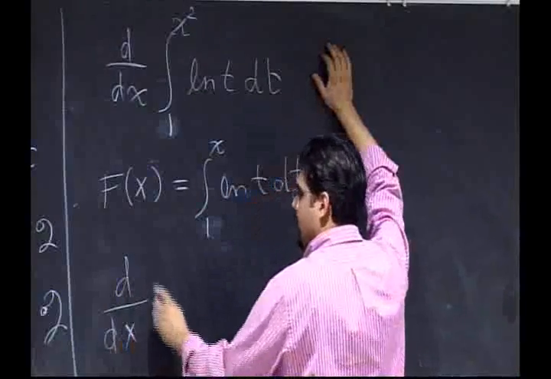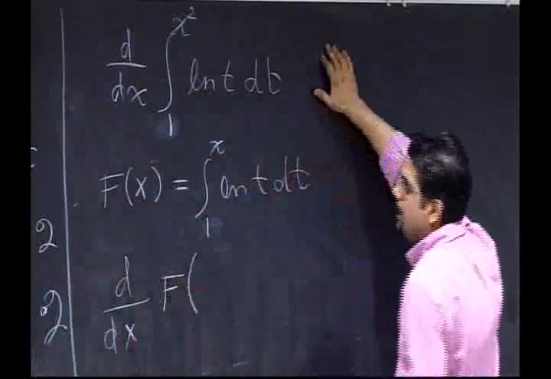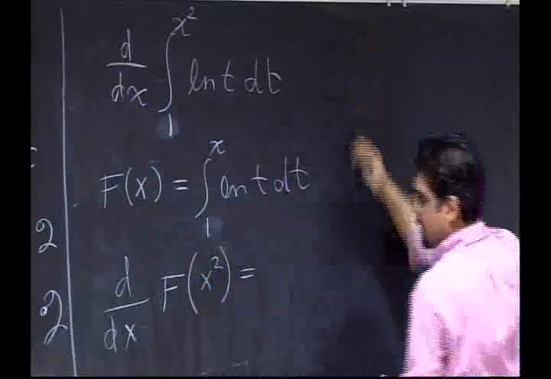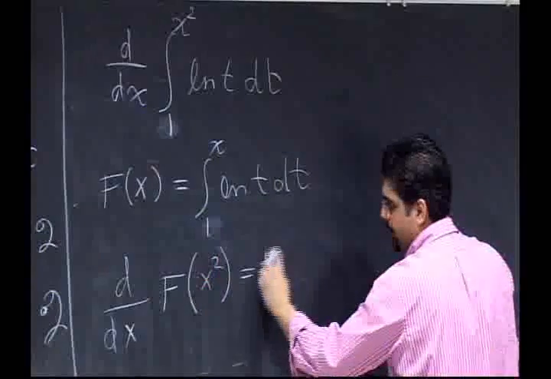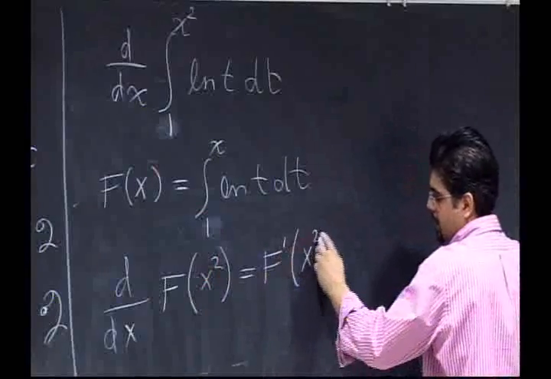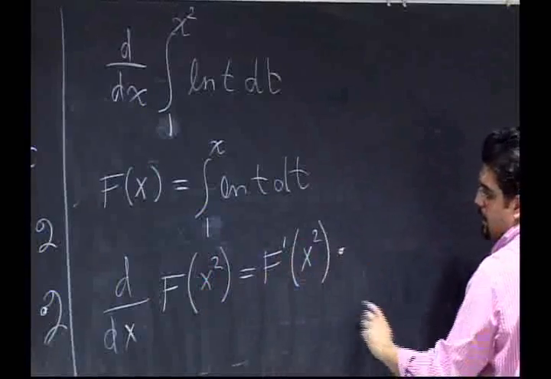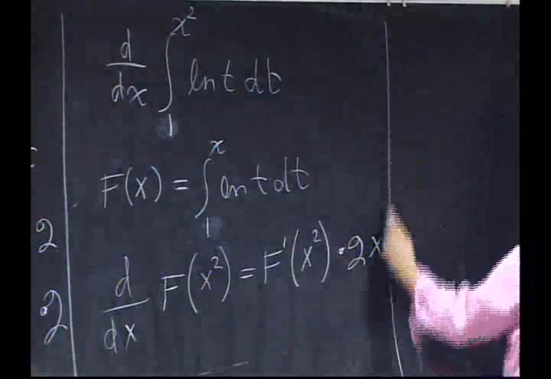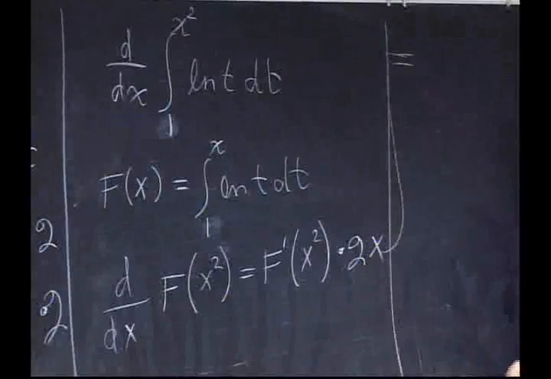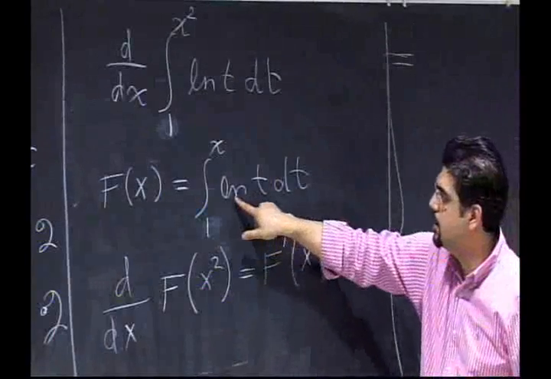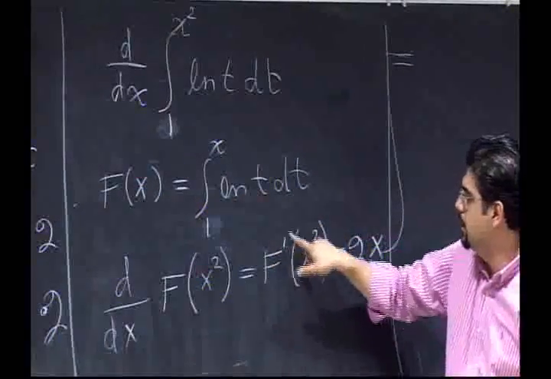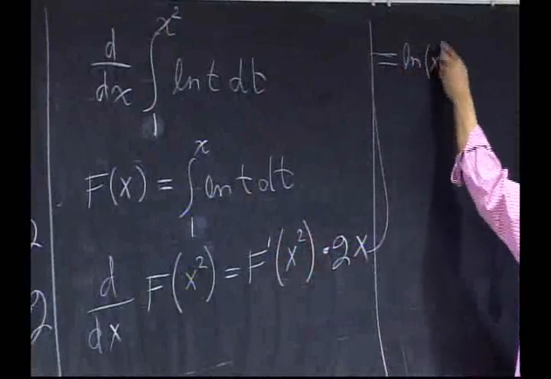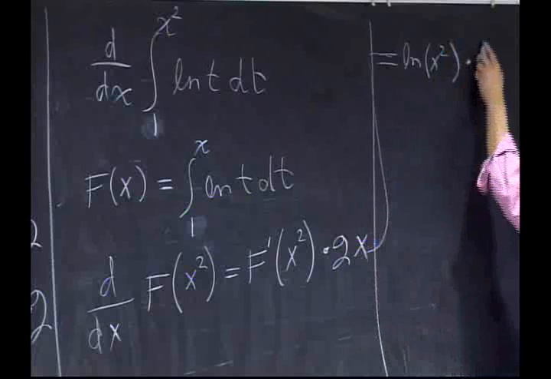What we're looking for is the derivative of not f of x, but f of x squared. Again, with the chain rule, it's the derivative of f, leaving the inner part the same, times 2x. Very good. So then, f prime is just ln. Okay, f prime of x squared is ln x squared, times this 2x over here.